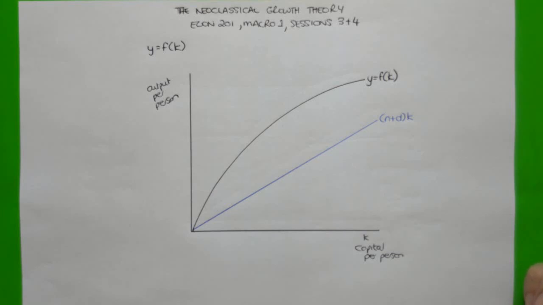If we wanted to then increase the amount of capital stock per person, we would need to have investment per person over and above the amount required to keep the capital to labor ratio constant.